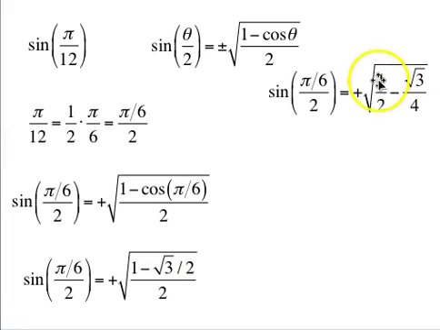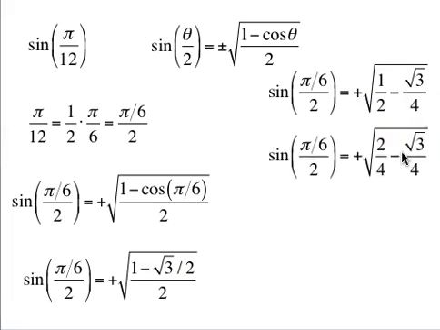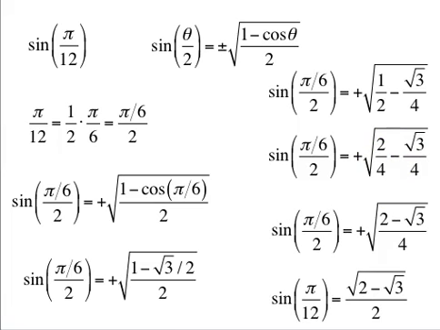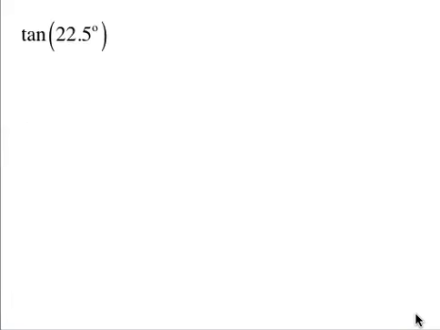And let's get a common denominator here. So 1/2 is 2/4. So the top is root 2 minus root 3. The bottom is root 4. So what's that going to give us? Root 2 minus root 3 over root 4, which is 2. So the sine of pi over 12 is root 2 minus root 3 all over 2. Other ways to write that, but that is a reasonable way for sure.